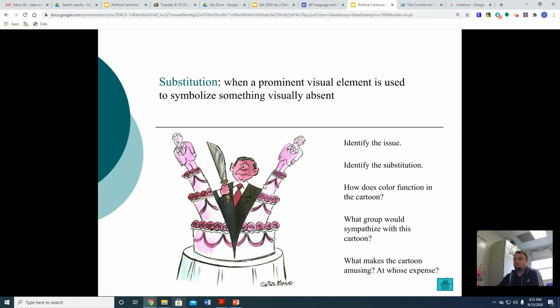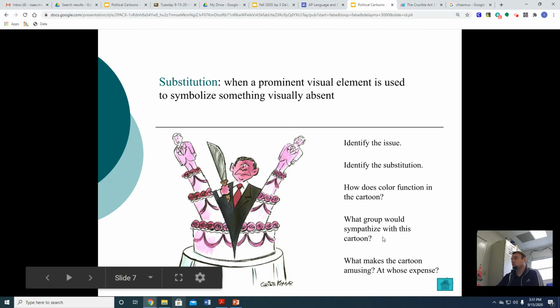How does the color function in the cartoon? Pink is heavily related to the LGBTQ community, so that's what that's meant to represent. What group would sympathize with this cartoon? I would assume the same group. And then what makes the cartoon amusing, and at whose expense are they laughing? So think about all those things when you're analyzing these cartoons.